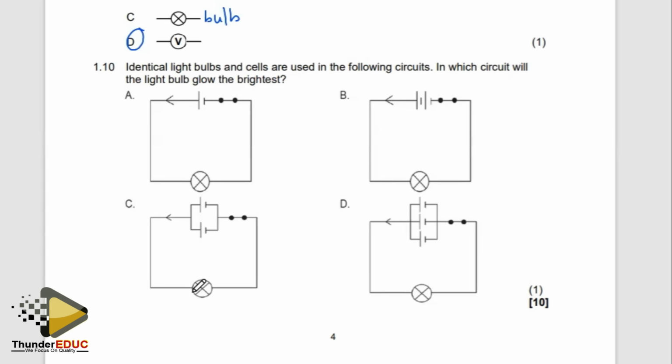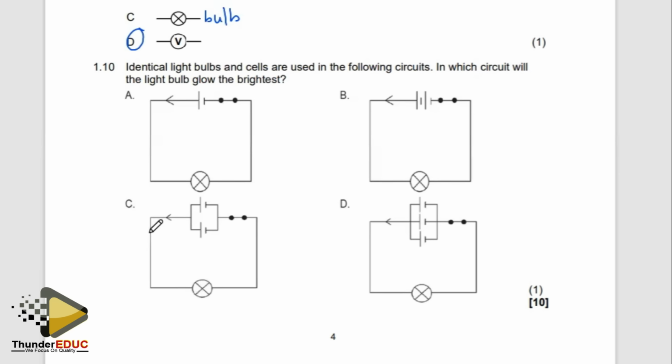Then we move on to circuit number C. We have two cells connected in parallel. Then we have one bulb there. Then we move on to circuit D, we have three cells connected in parallel. Then we have one bulb there. Right. So what is our answer when we check very well?